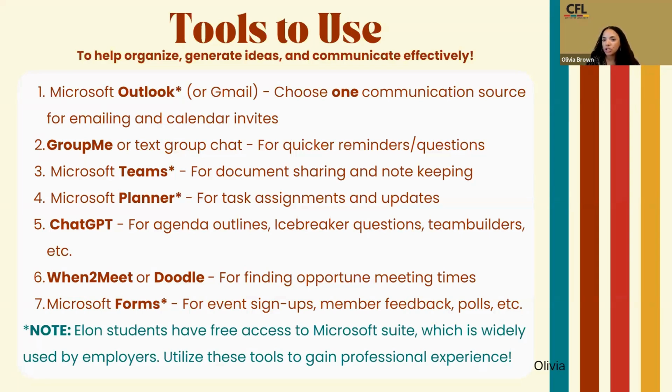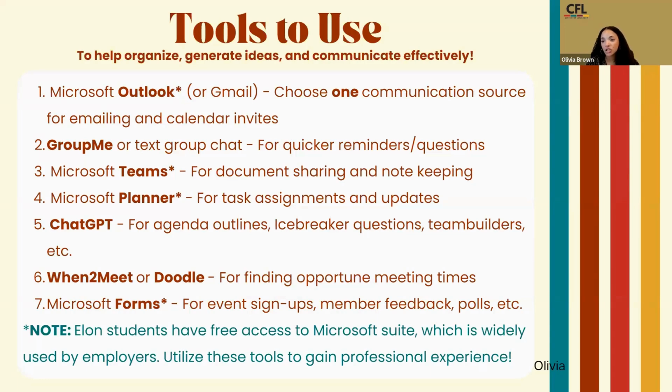I think it's important to just choose one communication source, especially if you're going to be sending out maybe calendar invites or a weekly email. Just choose one source that you're going to email from. So maybe you get everybody's Elon email and say, okay, all of our organization's communications are going to come to your Elon email. So make sure you check that instead of going between, oh, it's on your Gmail, oh, it's on your Outlook, right? Just choose one and go with that.